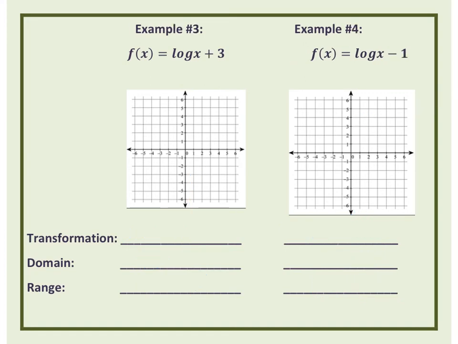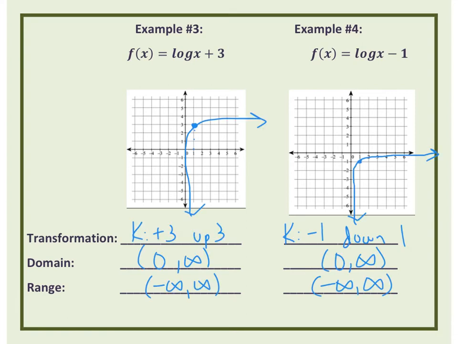Go ahead and answer number 3 and 4 on your own. Go ahead and pause this video. So hopefully these made sense to you. Guys, the first point I always plot, remember that I knew that this was a point of my parent function. If the graph shifted up 3, I shifted this x-intercept up 3. If the graph went down 1, I shifted the x-intercept down 1. Remember that it goes up slowly, slowly, slowly, and when it gets to that point, it turns quickly, okay?